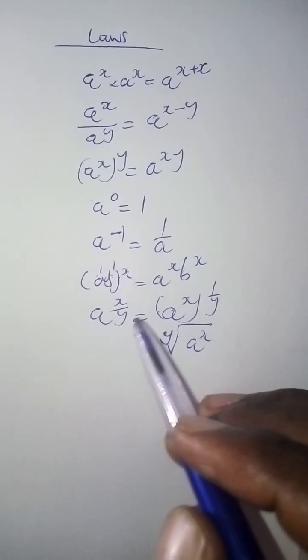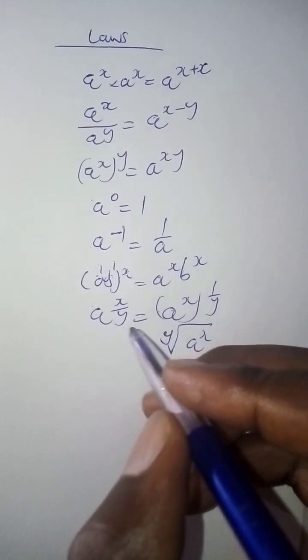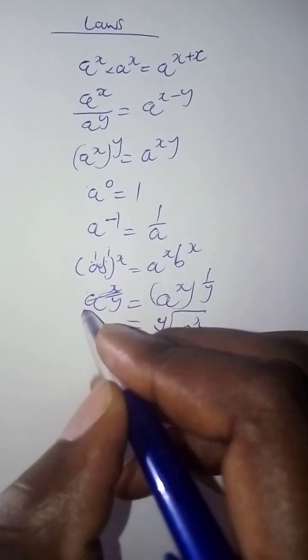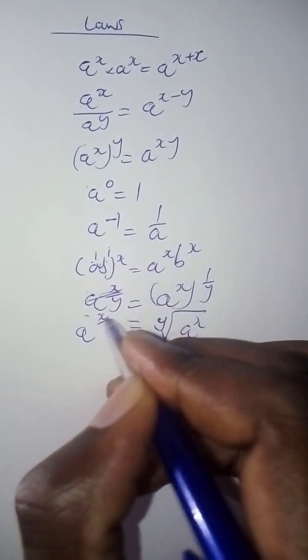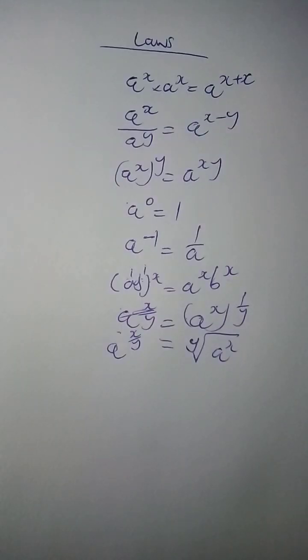Now the last one is if you have a raised to an exponent of a fraction. So this basically is a^(x/y), because the way that it's written, it's like a to the power of x over y. So it's basically base a raised to an exponent of x over y. So you have a fraction.